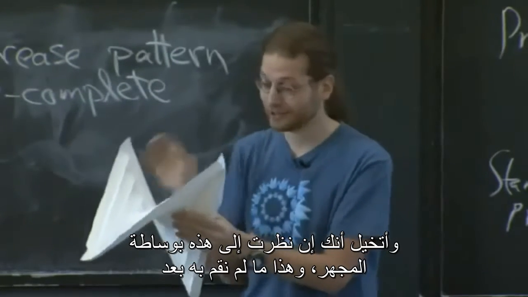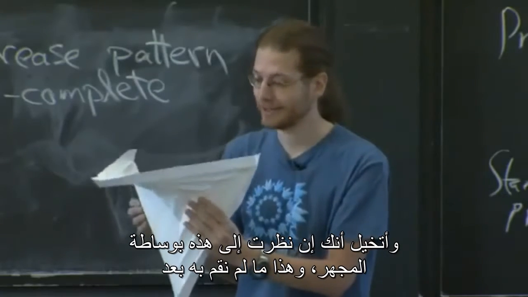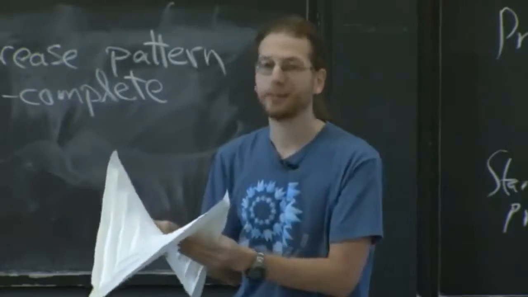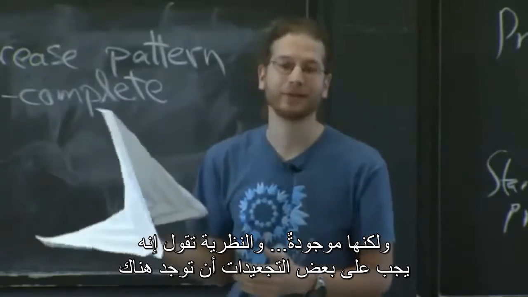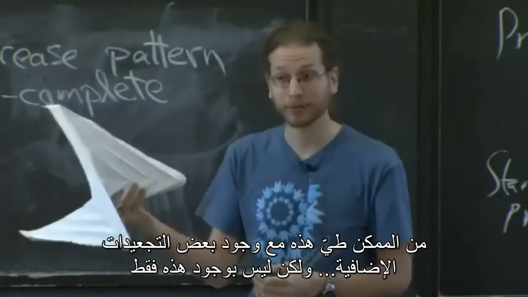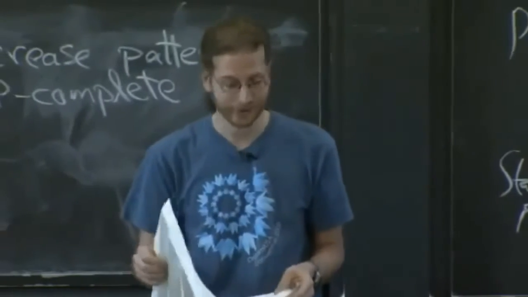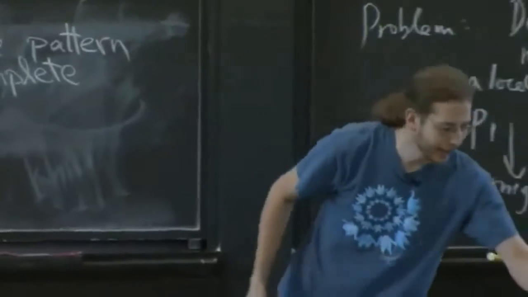And that's my conjecture: if you look at this under a microscope, which we haven't done yet, there are little creases that are so shallow they're hard to see, but are there. And the theorem says some creases have to be there. It is possible to fold this with extra creases, but not with these. OK, so get rid of that.